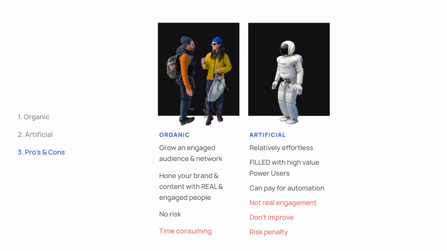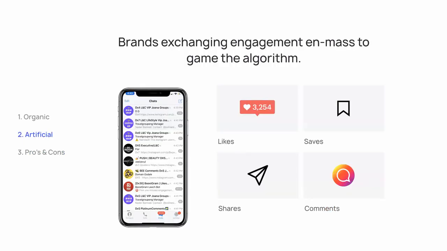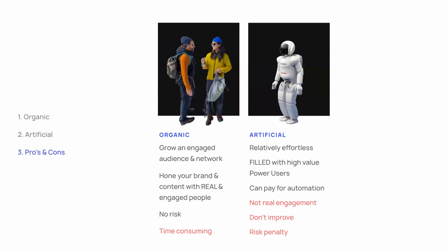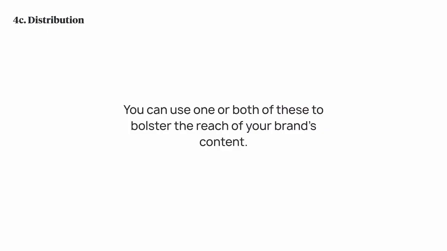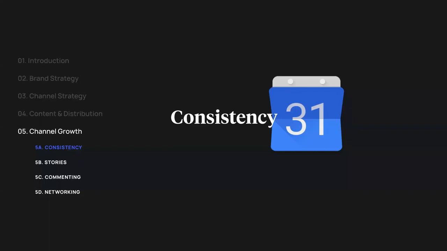So they give you a lot of really good followers, relatively effortless. There are even ways to make it so that you don't have to actually like people's stuff. You can pay X amount and they'll automatically like your stuff for you. Whenever you post, you just post a link and people start doing it. But again, there's the downside of Instagram potentially hurting your account's reach for anywhere from 3 to 6 months. So just understand that trade-off. You can use one or both of these to bolster the reach of your brand's content.